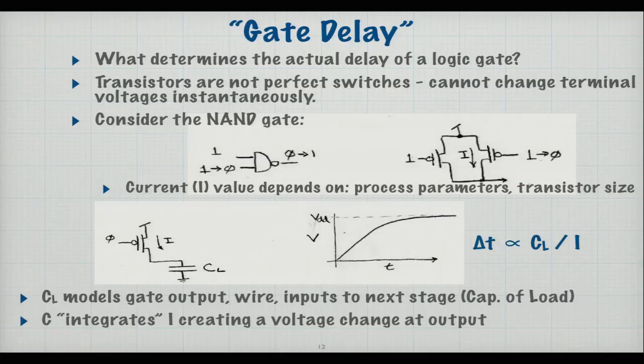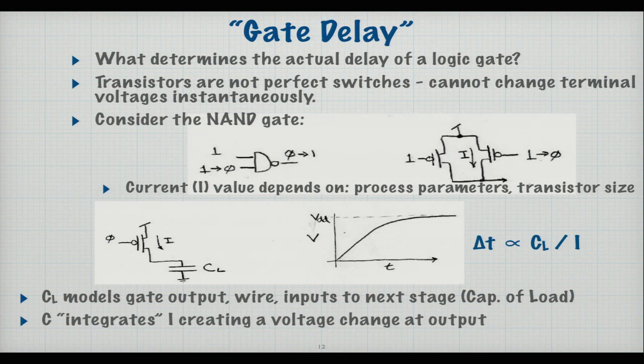Okay, so what determines the actual delay of a logic gate? Well, transistors are not perfect switches. They can't change terminal voltages instantaneously. That's really the short story.